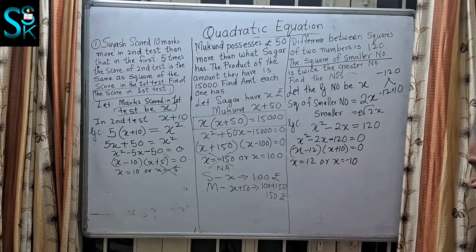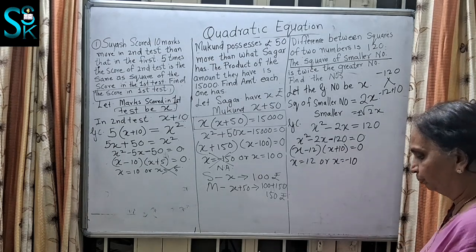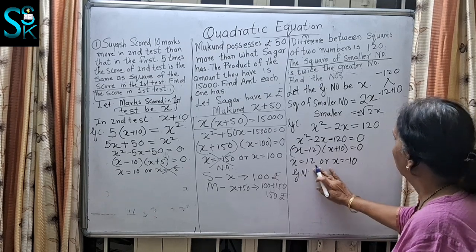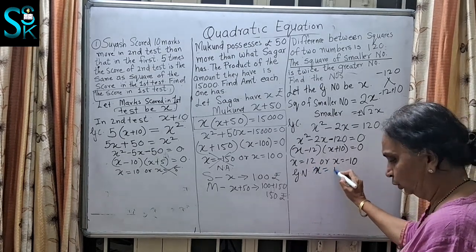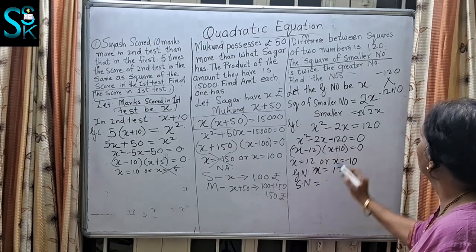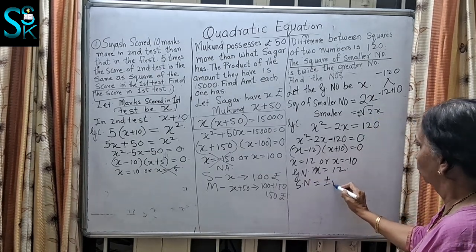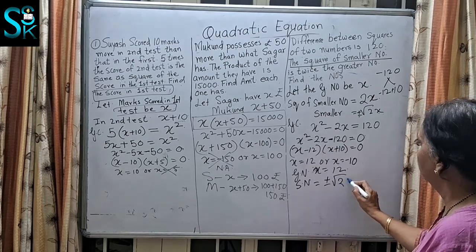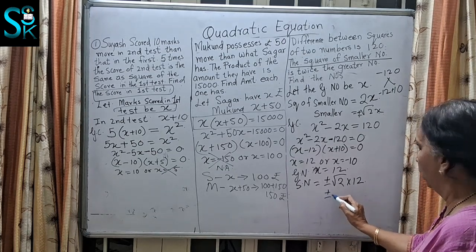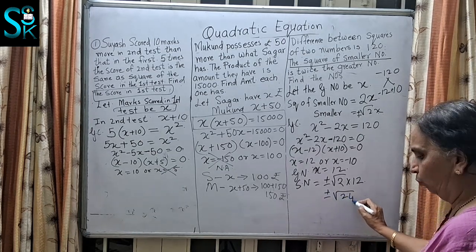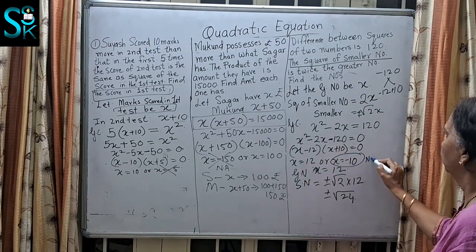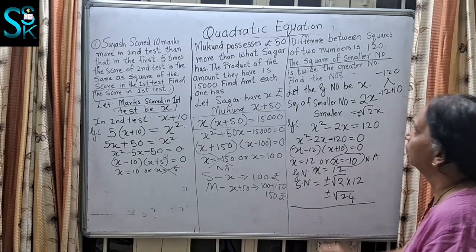Okay. So again we are going to say what? Greater number will be 12. x, that is equal to 12. And what is the smaller number? Smaller number is nothing but plus or minus root 2 into x, and x is what? That is 12. Yes, that is plus or minus root 24. Okay, naturally this negative number will not be acceptable. So this is the sum.